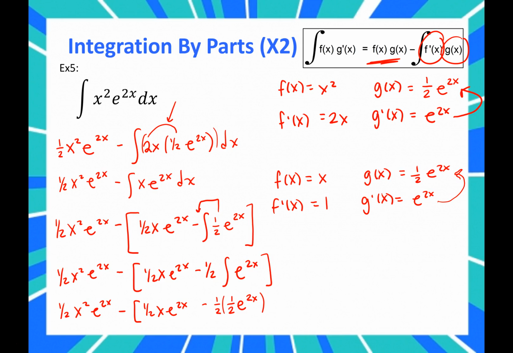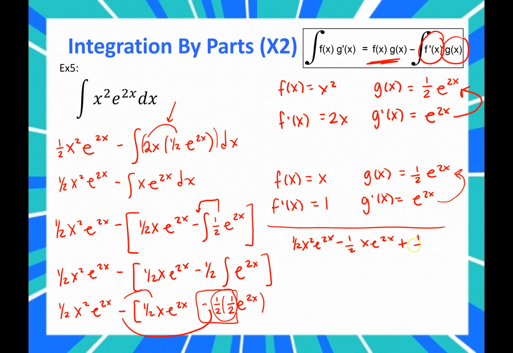All right. Now doing this, I know that my minus 1/2 times 1/2 is going to give me a 1/4. Okay, so rewriting that, I'm going to get 1/2 x squared e to the 2x, and I'm going to do the distributive property here as well. Minus 1/2 x e to the 2x, and then a minus minus here becomes a plus, and the 1/2 times 1/2 becomes a 1/4, and then we have e to the 2x. Don't forget your plus c. So this is our final answer.